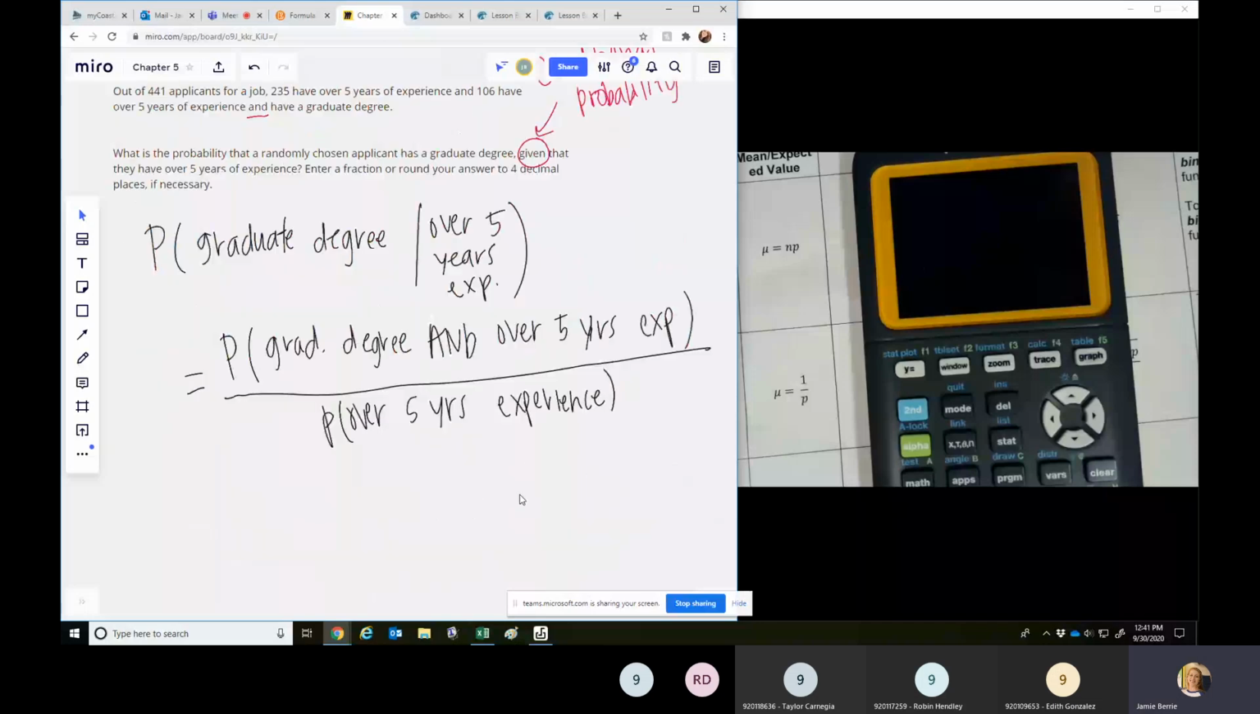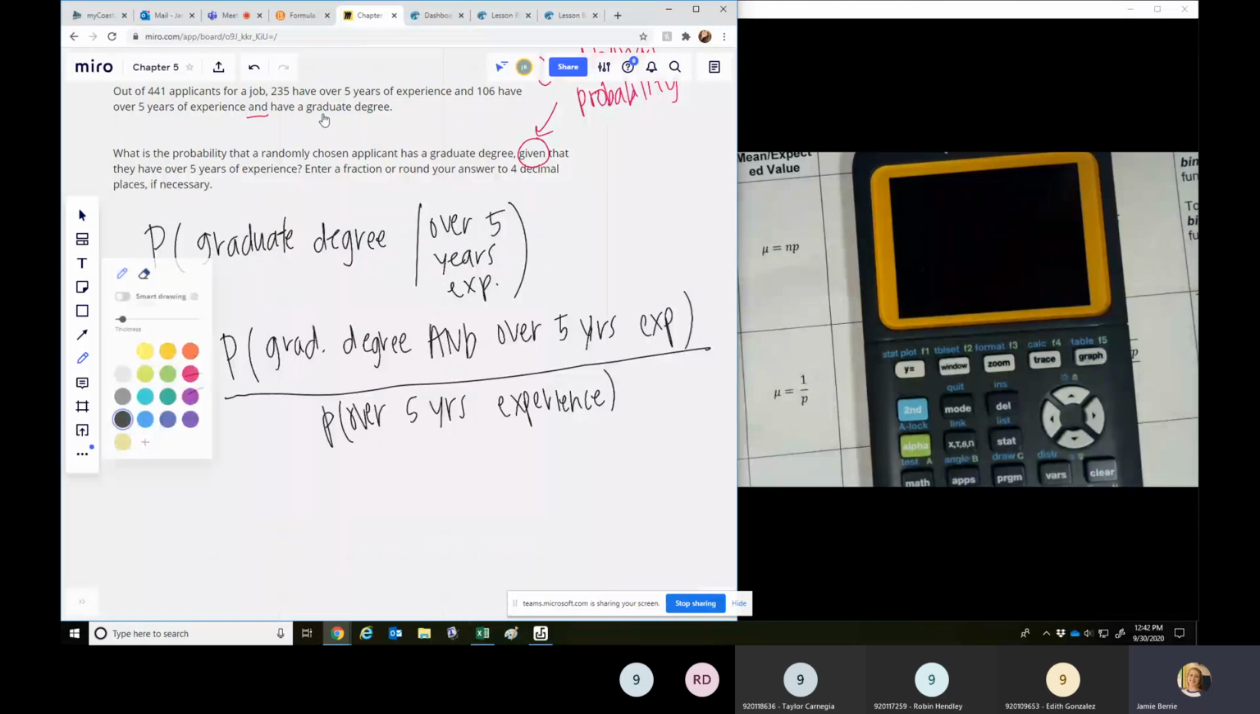Now the only thing we have left to do is plug in our numbers. The numerator wants to know what's the probability that an applicant has a graduate degree and over 5 years experience. I'm about to sneeze, so I may be interrupted here. Graduate degree and over 5 years experience.